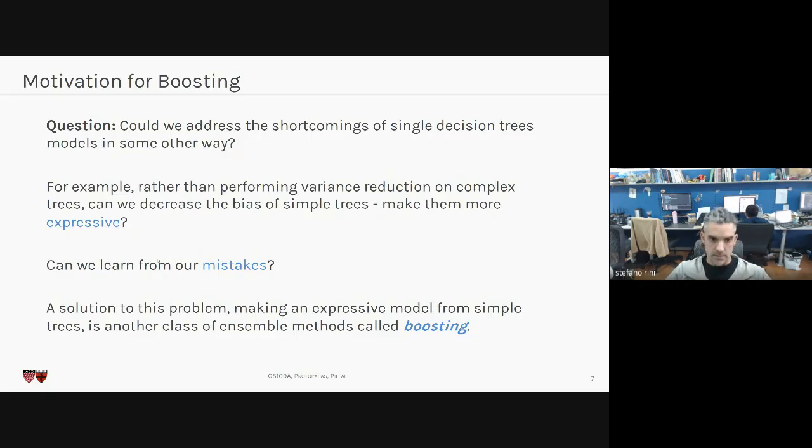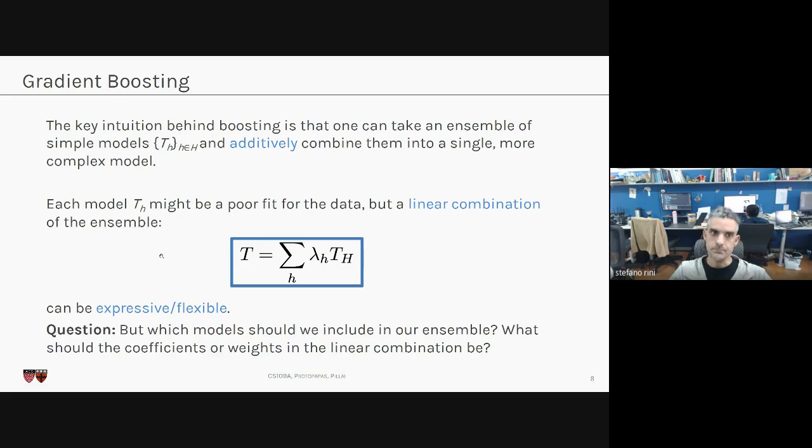One way of solving this problem in order to make a model more expressive is another class of ensemble method, called boosting. Very good. What is boosting? The key intuition behind boosting is that one can take an ensemble of models, let's call them T_h, because we take trees in this case, but it can be any model, and you combine them additively, and then you obtain a single more complex predictor.